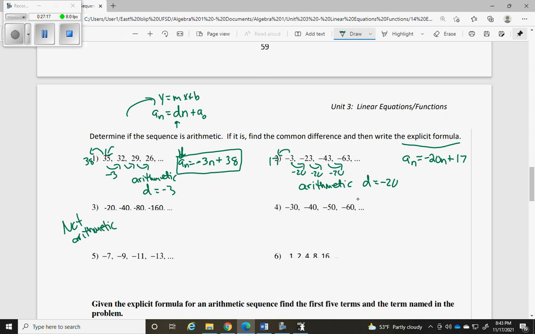So we had to determine if it was arithmetic or not. If it was arithmetic, we write down a common difference, because a common difference helps me write the equation that goes with it. Is number 4 arithmetic? It is. The common difference is negative 10. Right? Is number 5 arithmetic? It is, because the common difference is negative 2. Is number 6 arithmetic? It's not, right? You don't keep on adding on the same number.